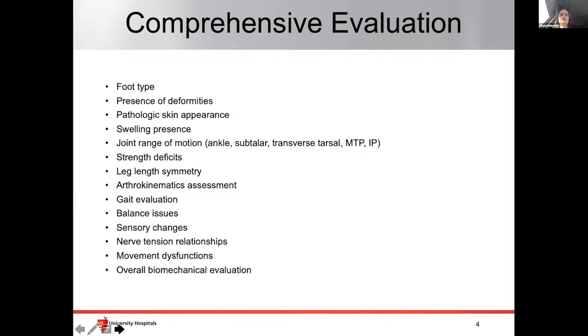So when we're doing our evaluation, you want to look at the foot type. Are there any deformities, any skin issues, swelling, range of motion, strength deficits, limb length issues, balance, gait changes, sensory changes, and movement dysfunction, which is a big one, to determine what patterns of movement may predispose them to getting injured again and what we need to correct to prevent that from happening.